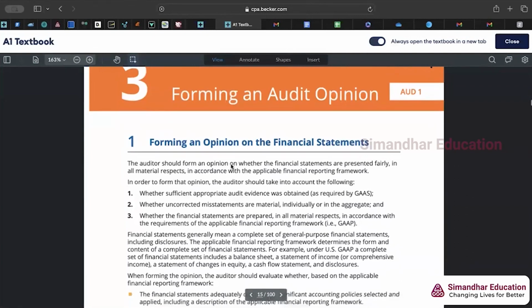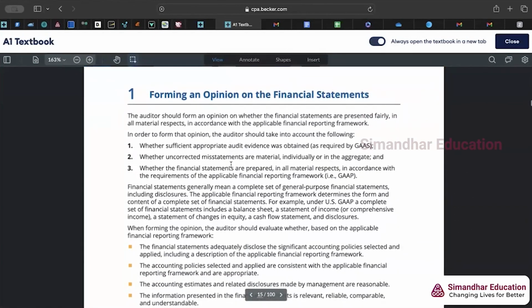Now, when we are talking about the financial statements related issues, that means either there is an accounting policy mismatch, or if the financial statements are not prepared in accordance with the right GAAP, all that will be checked by the auditor to make sure that it is right or not.